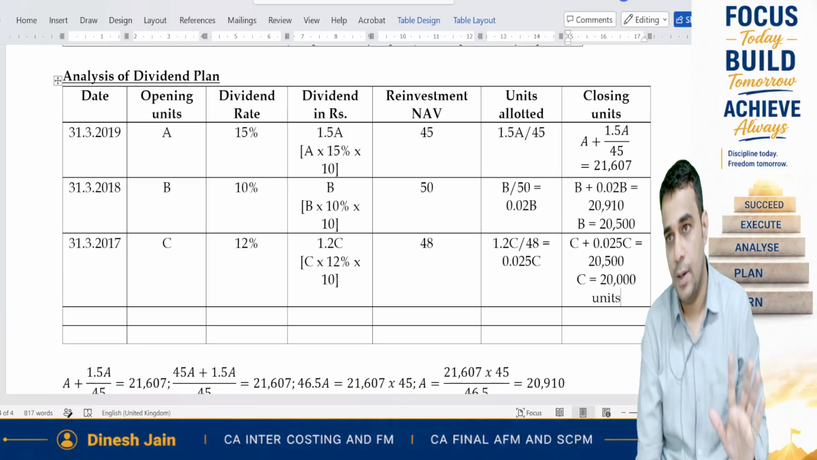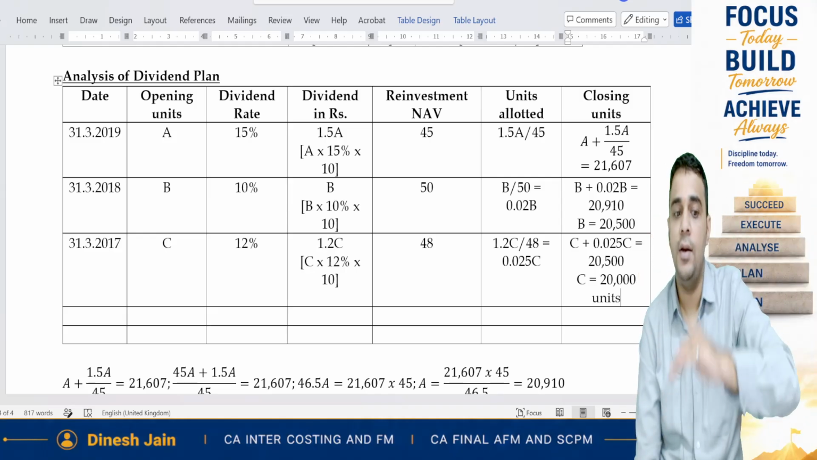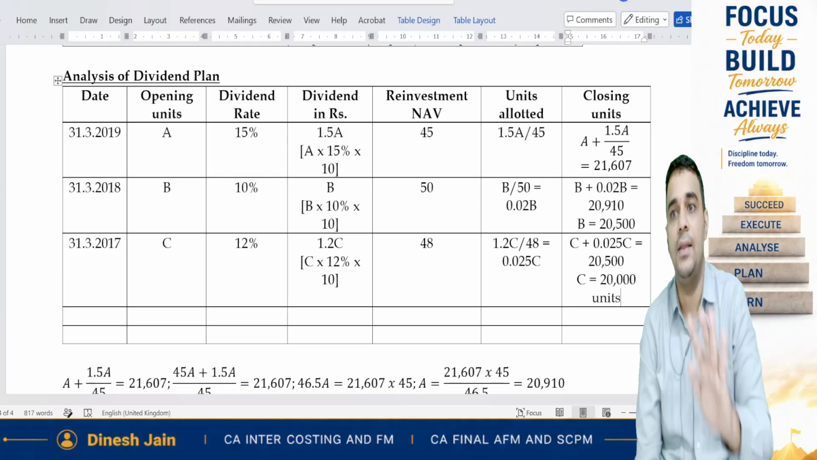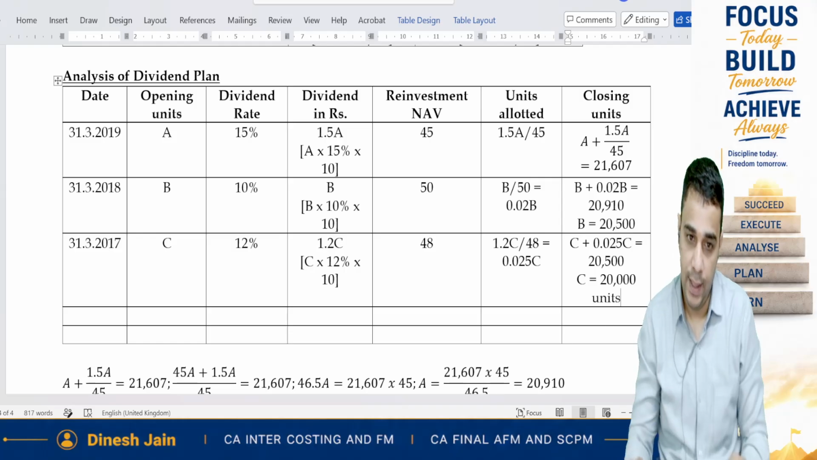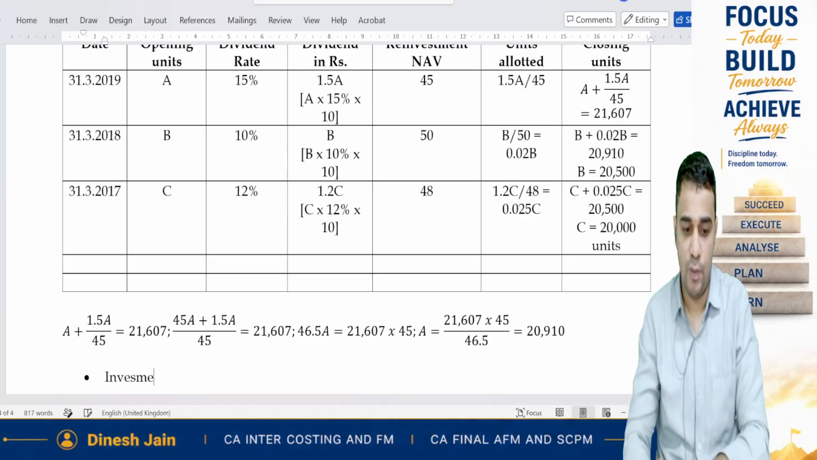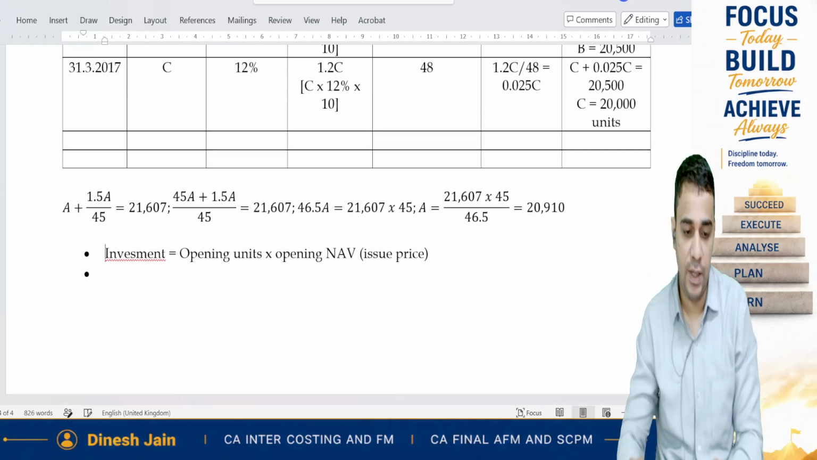Any doubts here? I generally do in forward order, reverse order. I've written the rows also in reverse, and did the calculation. Any doubts on 20,000? Can we proceed? Clear? Come down in the end. Investment equal to opening units into opening NAV, in bracket issue price.